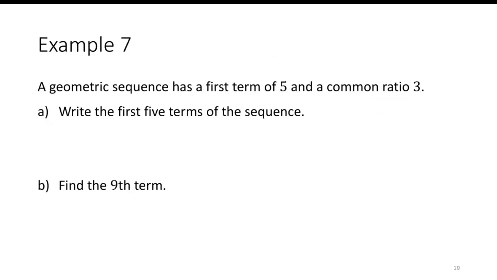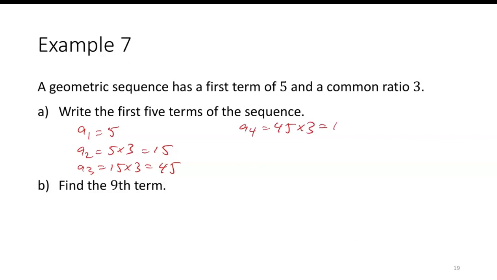Alright, so let's say a geometric sequence has a first term of 5 and a common ratio of 3. So that tells me that a sub 1 is 5, a sub 2 is going to be 5 times 3, so 15. A sub 3 is going to be 15 times 3, so 45. A sub 4 would be that 45 times 3, so 135. And a sub 5 would be 135 times 3, so 405.